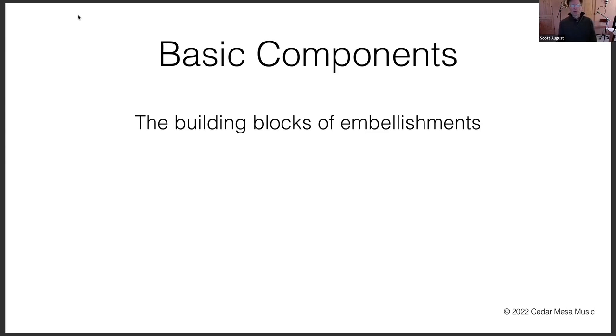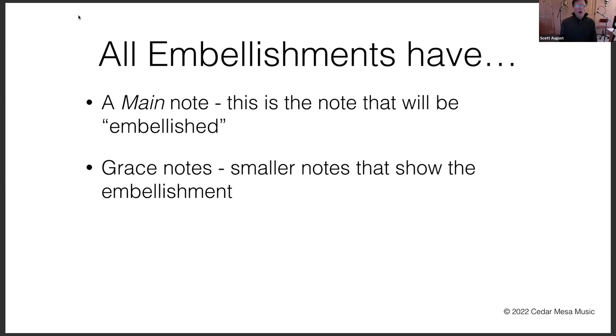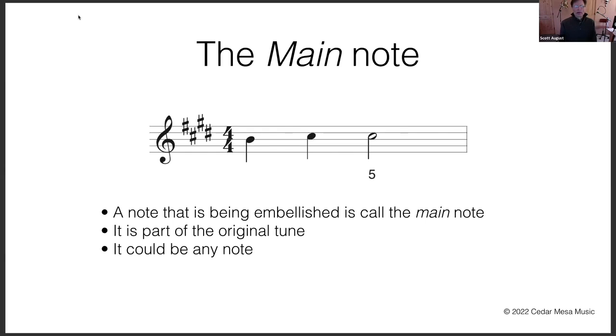All right, let's get into the building blocks of embellishments. All embellishments for the NAF will have a main note, which is the note that is being embellished, and then grace notes, smaller notes that show the embellishment. So the main note, and here I picked note 5, that's why I put a 5 underneath it to show that it's the main note. It's part of the tune, and it could be any note. So don't make an assumption, like oh, he's put it on the last note, or on a half note, or on a 5. No, I just picked this note at random. And it's a one measure example, so, right.